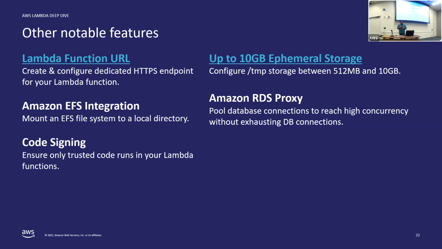Other notable is now you can have up to 10 gigs of ephemeral storage, which used to be 512 MB. Recently released first week of April. So it's a good use case for where you have big files that you want to process locally instead of going over the network and fetching them from EFS or S3. You can put them in your temp storage and start processing. It used to be 512, and any increment above 512 is an additional cost. Up to 10 gigs you can use.